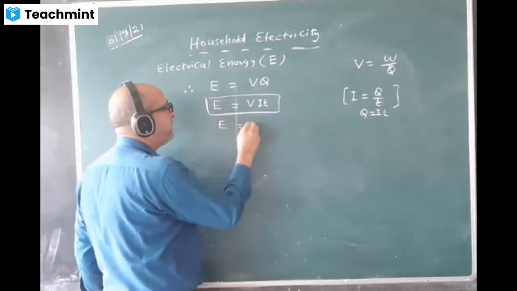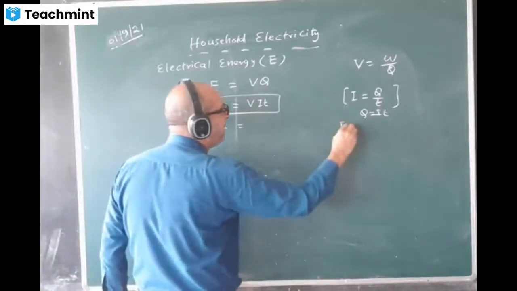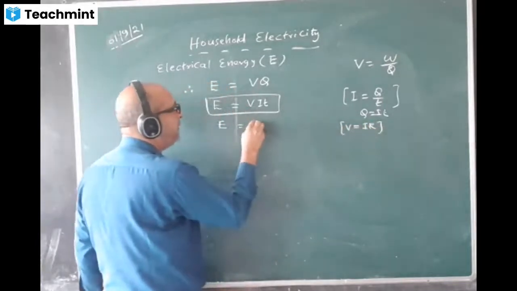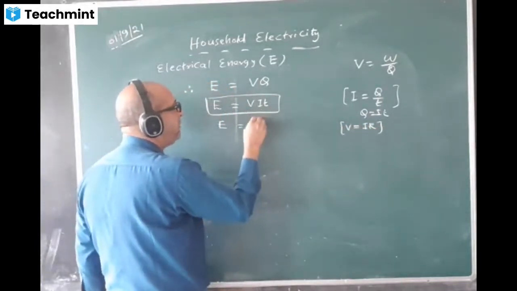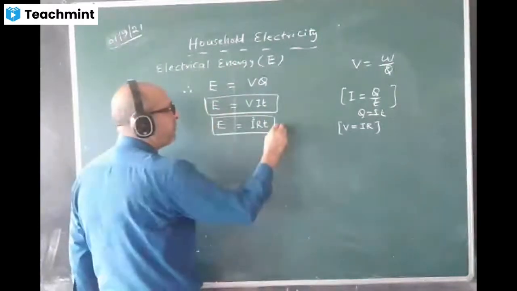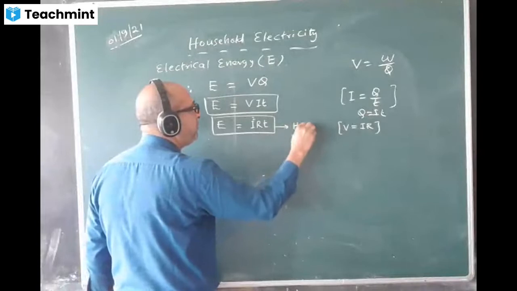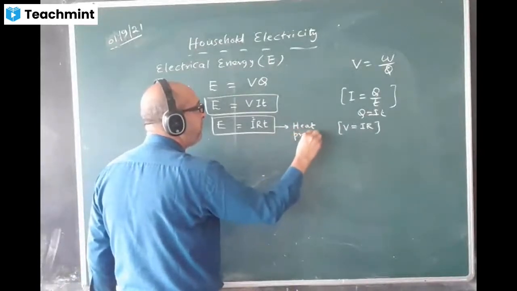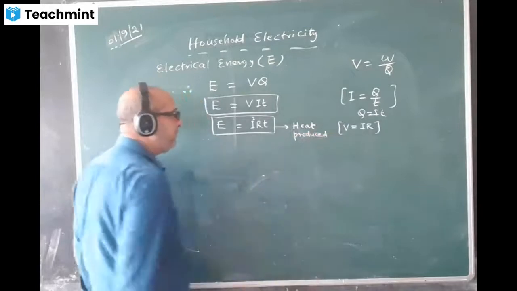Continuing further, we can use Ohm's law, V equal to IR. If I put that value here, IR into I becomes I squared RT. This is another formula of electrical energy. This formula is used for producing heat. This is the formula of heat produced by current.